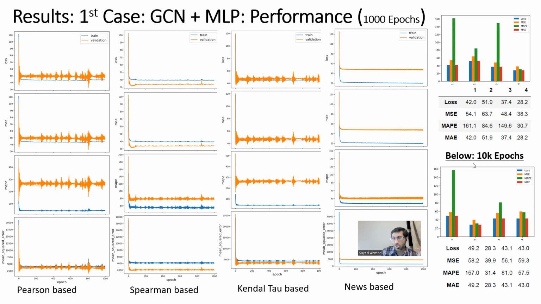If I use 10K epochs, then I can see that Spearman performed the best, and then I would say news, then Kendall, and then Pearson. So the corresponding data you can see here.